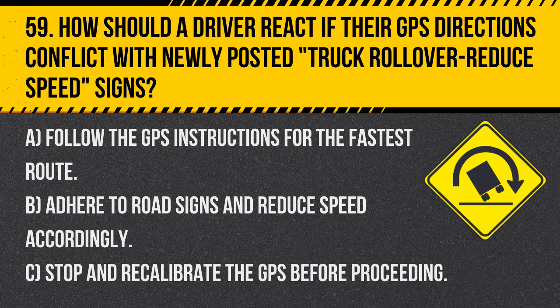A. Follow the GPS instructions for the fastest route. B. Adhere to road signs and reduce speed accordingly. C. Stop and recalibrate the GPS before proceeding.